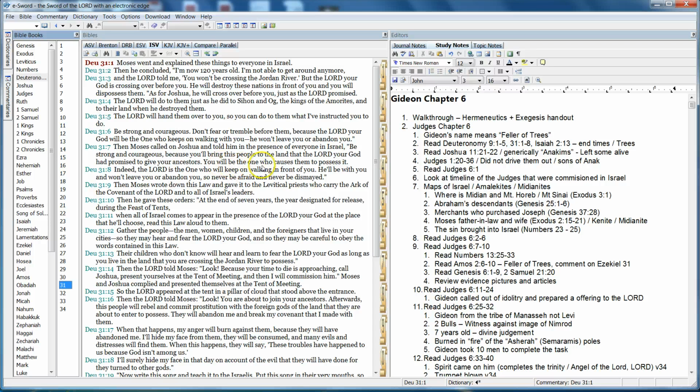You'll be the one who causes them to possess it. Indeed, the Lord is the one who will keep on walking in front of you. He will be with you and won't leave you or abandon you. So never be afraid or dismayed.